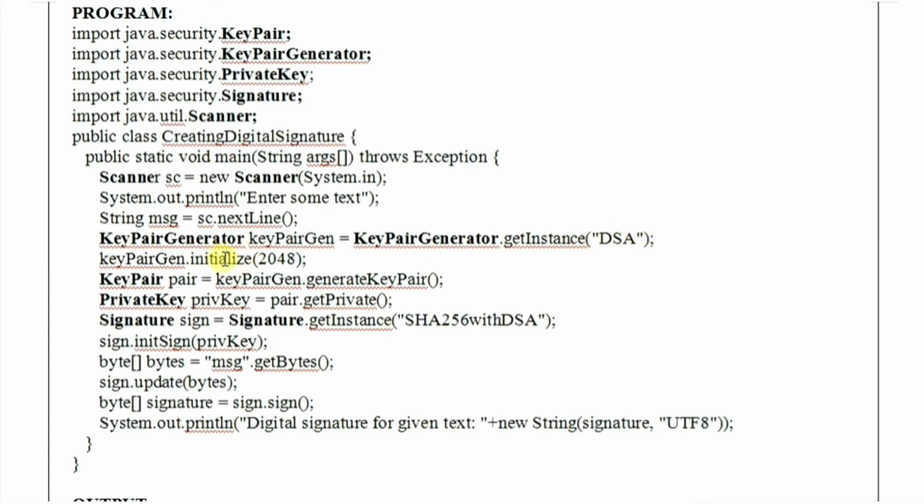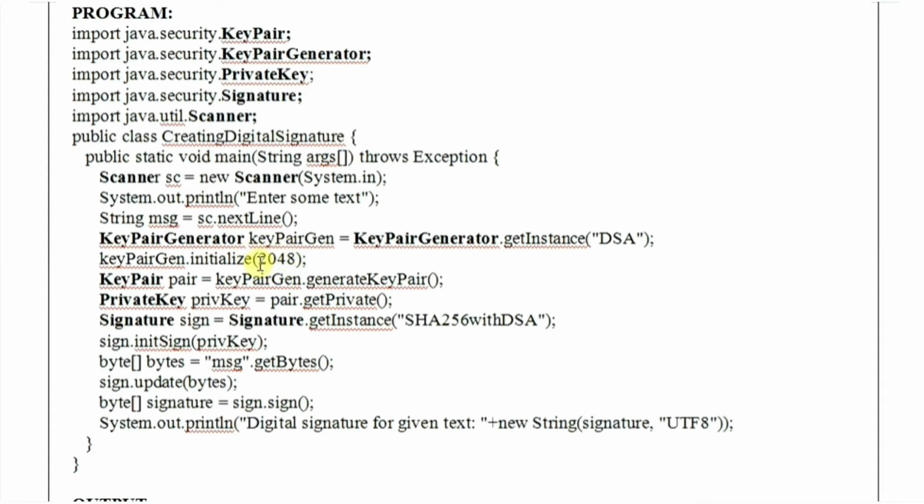Once the KeyPairGenerator object is created, it must be initialized. The KeyPairGenerator class provides a method named initialize. This method is used to initialize the KeyPairGenerator. This method accepts an integer value representing the key size.